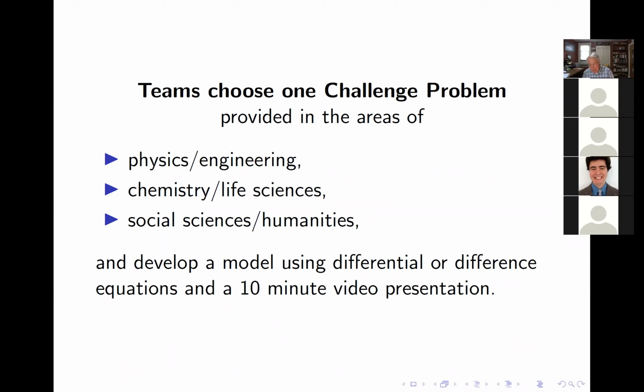The basic challenge is the teams will pick one of 3 problems, and we can take a look at the past problems, and you can look at them as well. One is from so-called physics engineering. One is from chemistry, life science. And one is from social science, humanities. You might not think there's much in humanities, but if you just think about the linguistics and how we communicate and the data on words coming in and out of language, that's just a classical example of how things change.